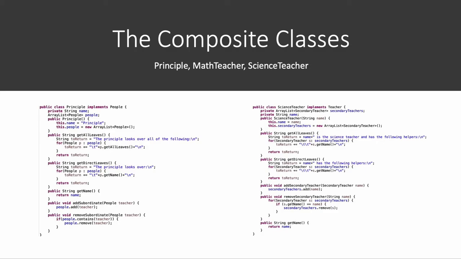Similarly, there should be an add leaf, remove leaf, and if necessary, a get child. These are shown by add subordinate, add secondary teacher, remove subordinate, and remove secondary teacher. The get child has not been implemented, but it can be implemented by using a getter with people as the input or with an integer number as the input, and getting the values out of the stored array list within each of the composite classes.